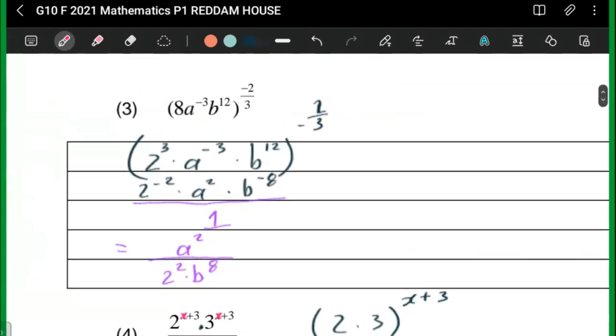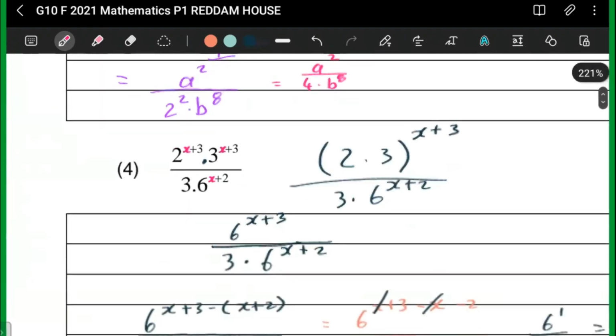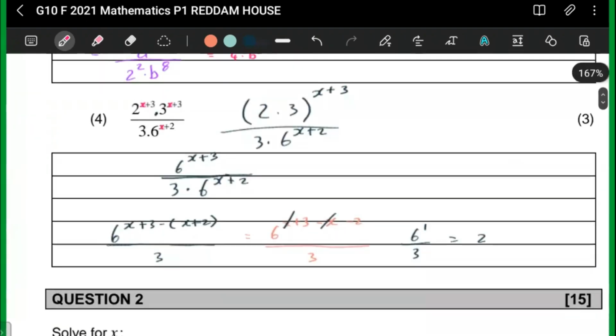Out of nowhere, I'm just looking at this and I'm like, wait, we can just have here a squared. 2 squared is a 4, you know, and then b here, the power of 8 can just be there. I don't know how I just ended up thinking of that.